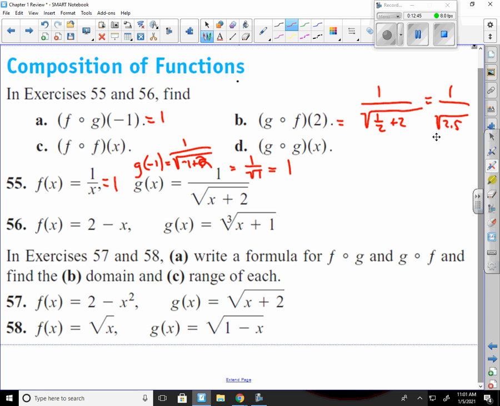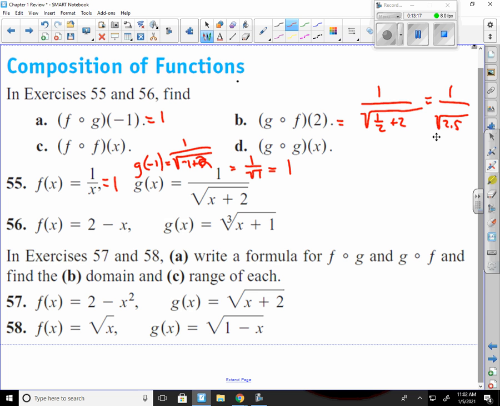Square root of 2.5. I don't know that off the top of my head, although I probably should. I shouldn't. That's 1.581138883. And so we divide 1 by that answer. Gives us 0.6325.